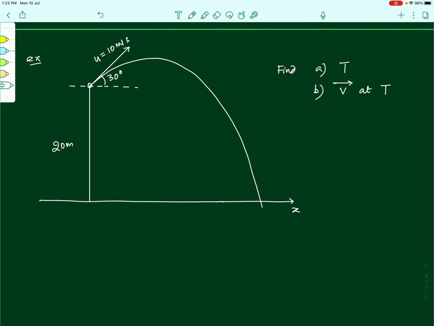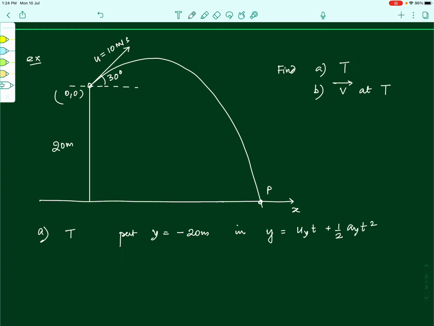So, can we use the same basic equations? Can we say that for the time of flight, we can put y is equal to minus 20 meters, considering this point as the origin. We say that when the projectile reaches down at the point P, its y directional displacement is minus 20, and if we just put this in y is equal to uy t plus half ay t squared, right.